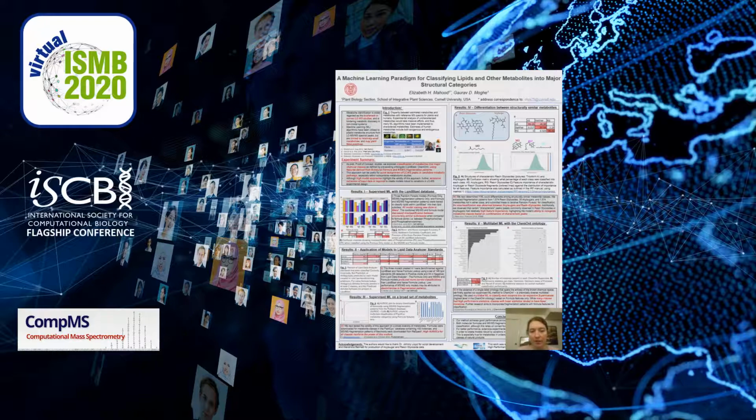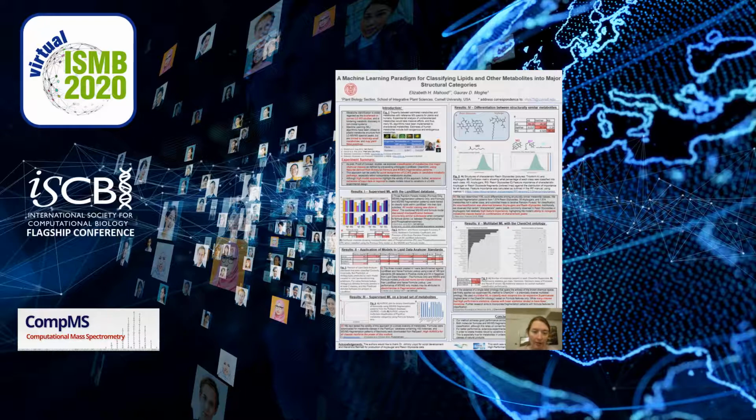So the first application that we did was we took the lipids in the LipidBlast database and classified them into their subclasses using supervised machine learning. So we made 3 types of models, all random forest models. One of them used only the formula for classification, one used only fragmentation patterns, and one used both. So all of the models did very well, and the MS/MS plus formula model did the best overall.